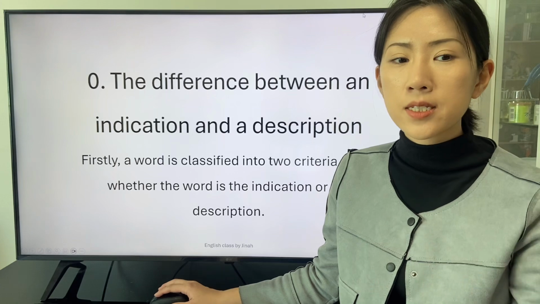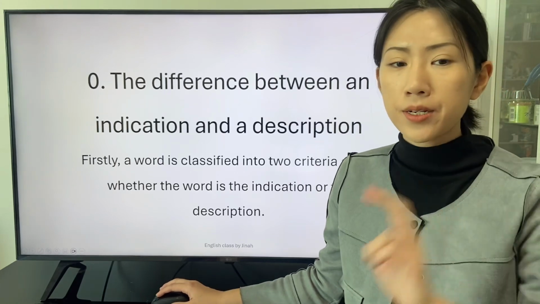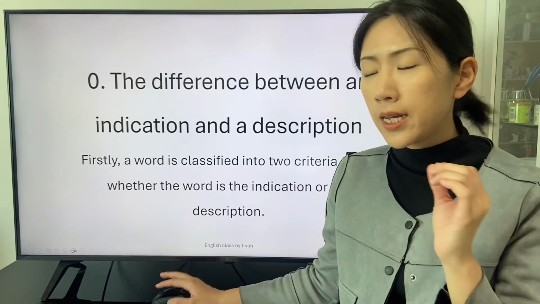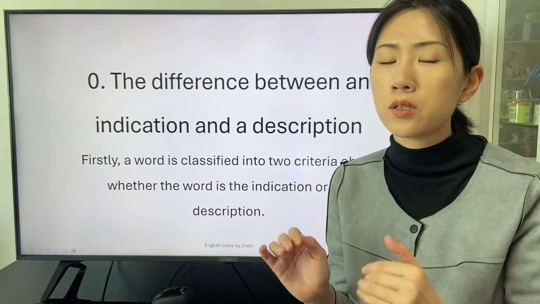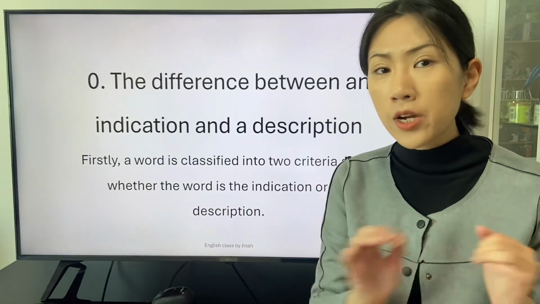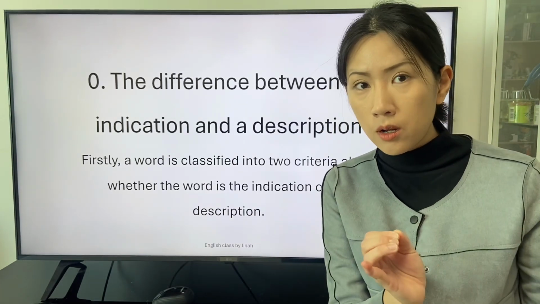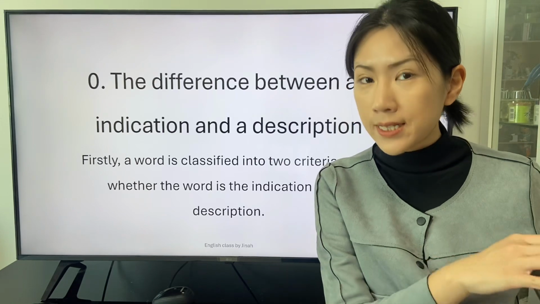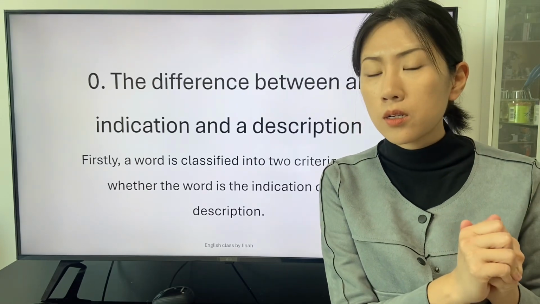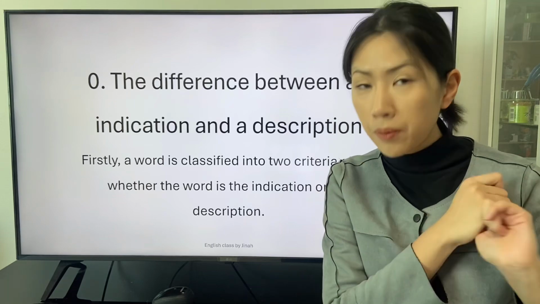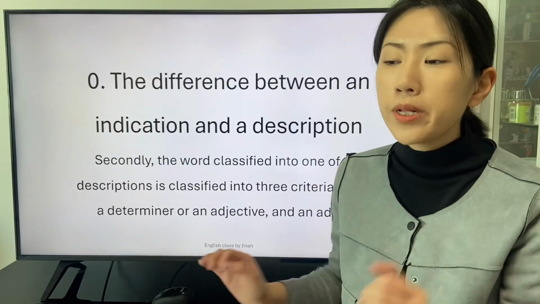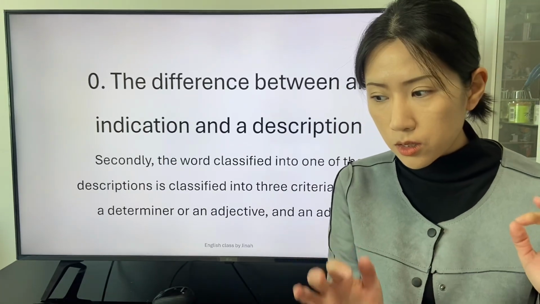Firstly, a word is classified into two criteria about whether the word is the indication or the description. We've studied about the indication in the previous classes: a noun, a pronoun.